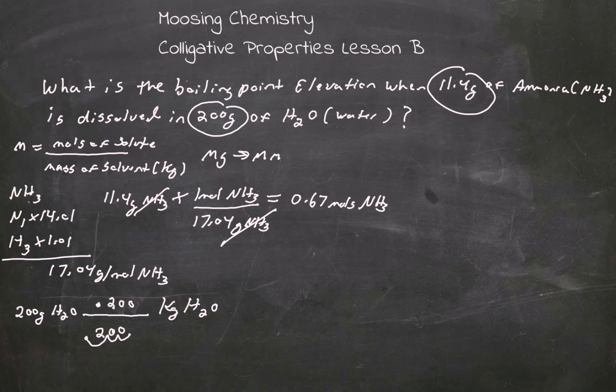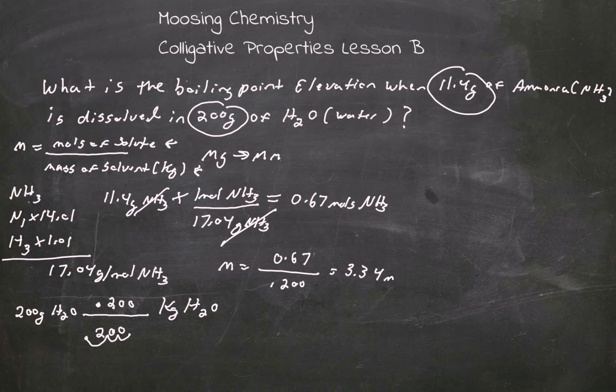All right, now I can figure out my molality. Remember that molality is moles of solute over mass of solvent in kilograms. So molality equals 0.67 over 0.200. And when we do the math there, that gives me 3.34 for my molality. Okay, that's great. Let's make that a little bit nicer.